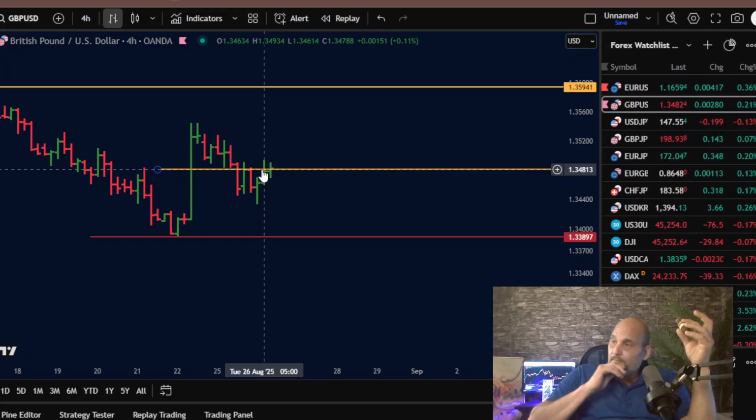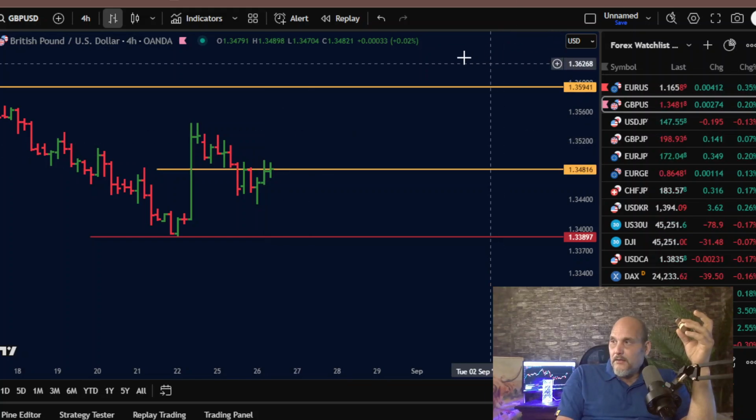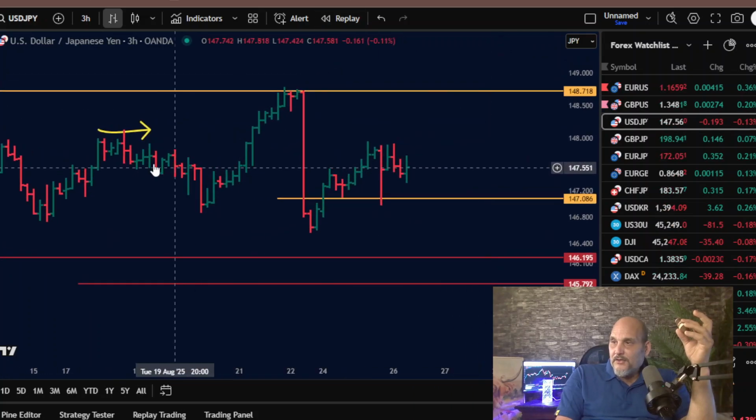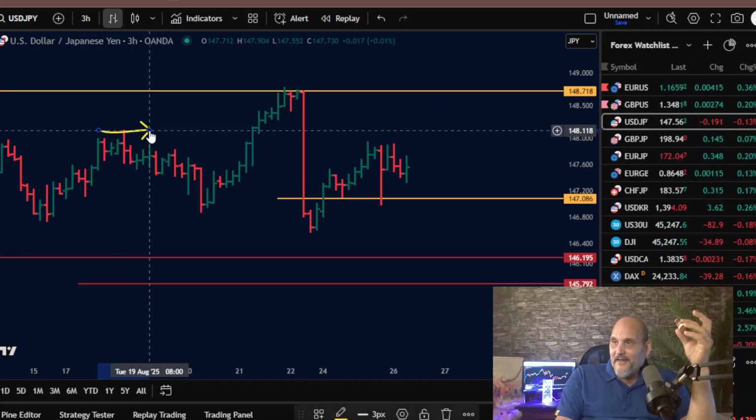Well, no, I'm going to put a pin in that right now. I've got to look at dollar yen first before making any type of decision. So hang on a second. Let's look at dollar yen. All right, dollar yen, here we go. Dollar yen is also basically consolidating a little bit.